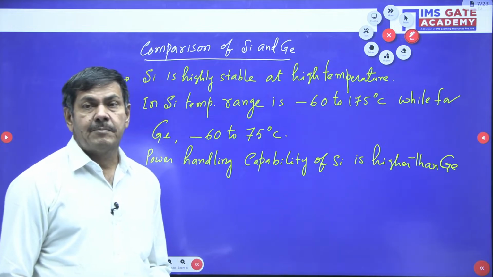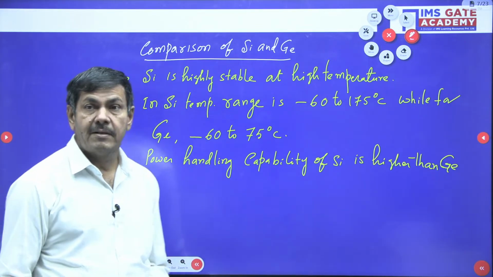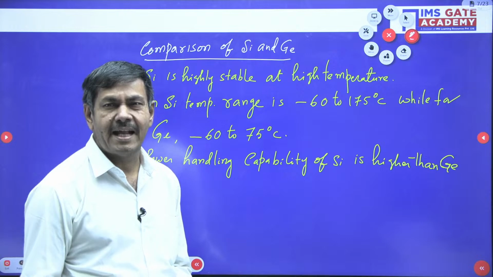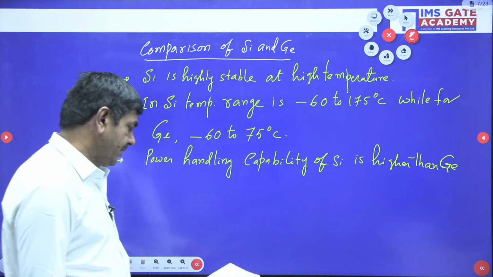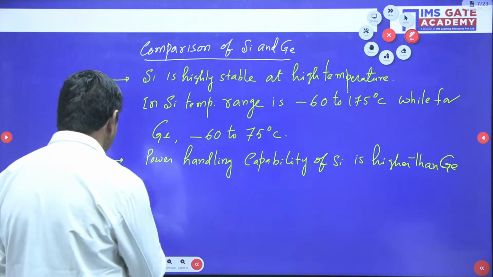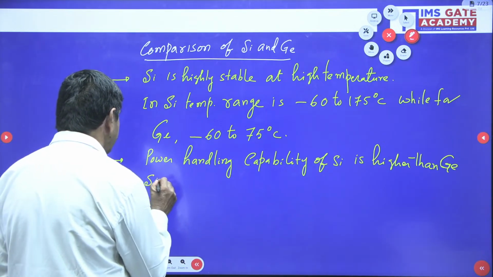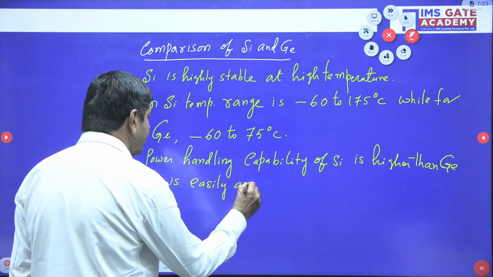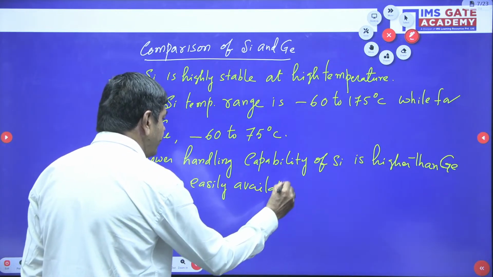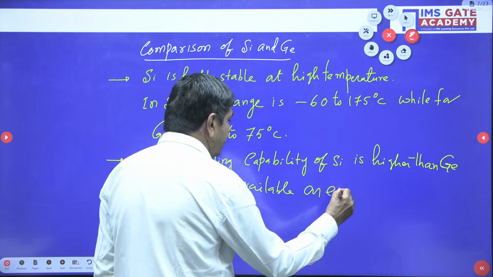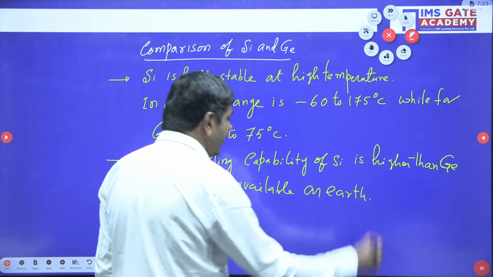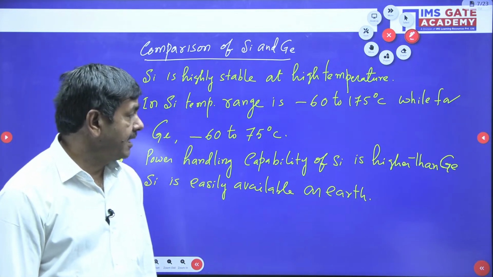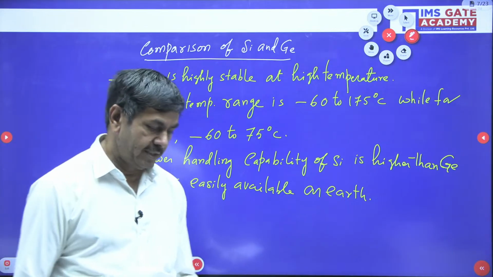And also it is available very freely. Silicon is available on earth very freely; we get silicon only from sand. That's why we can write: silicon is easily available on earth. The reason is that it is extracted from sand. Understand my word now?